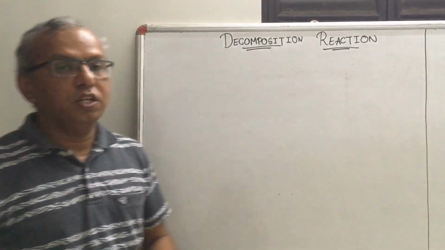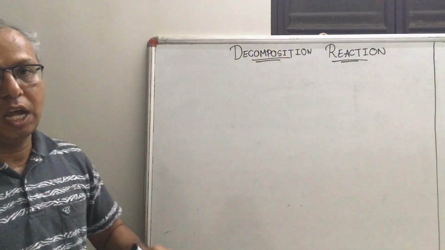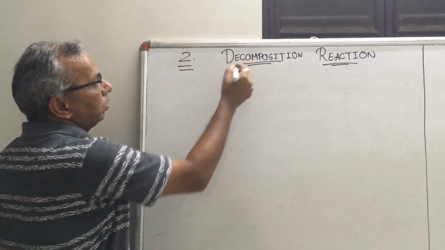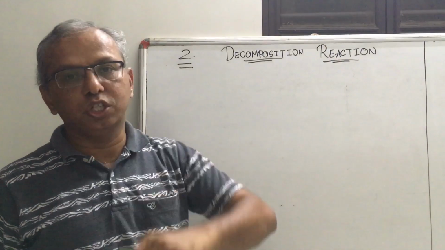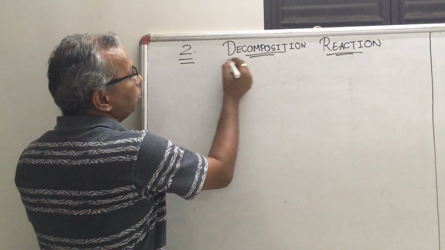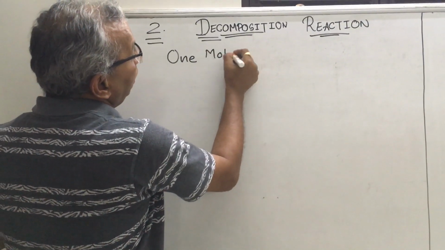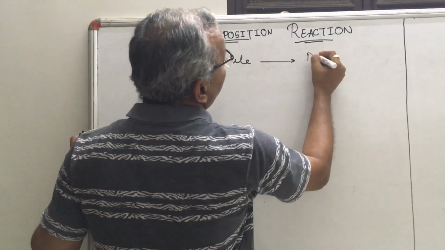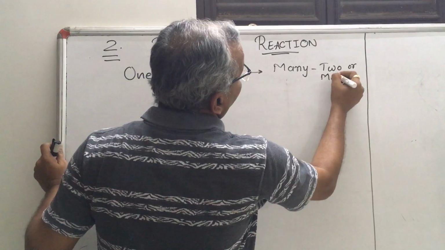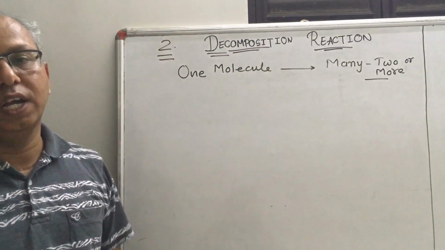Hello friends, yesterday we started types of chemical reaction and out of them we saw the first type, that is combination reaction. Here we are going to start the second type of chemical reaction, that is decomposition reaction. First of all friends, what is decomposition? Commonly, decomposition is a reaction in which one molecule is divided into many parts. Many may be two or more. So when one molecule breaks down into two or more parts, it is commonly known as decomposition.